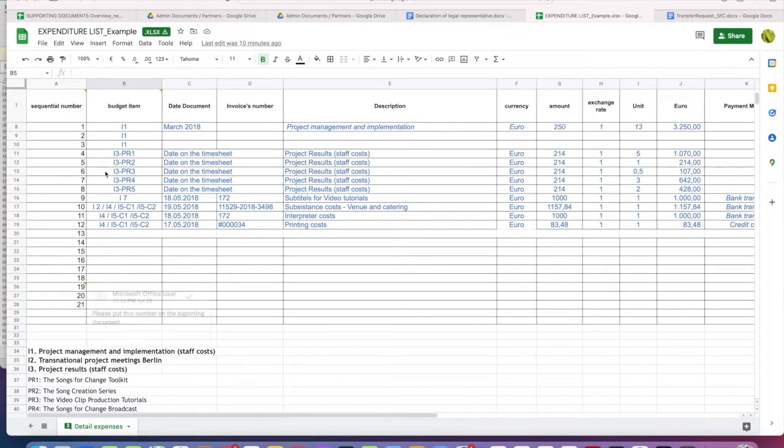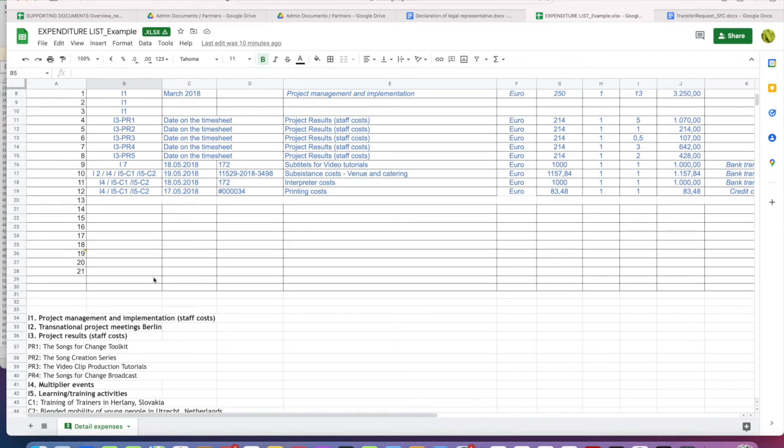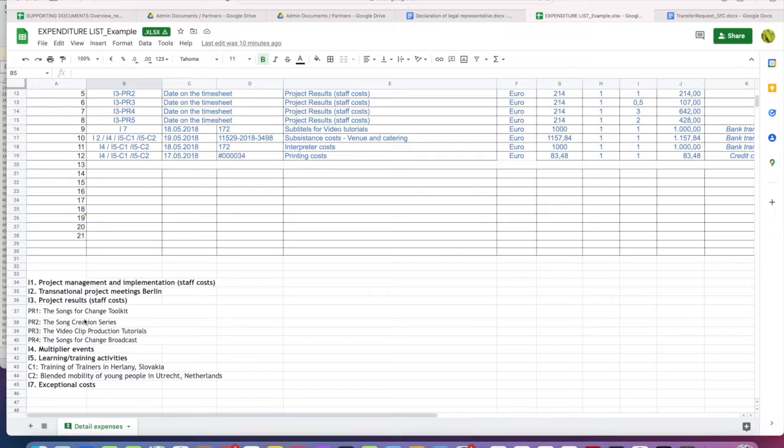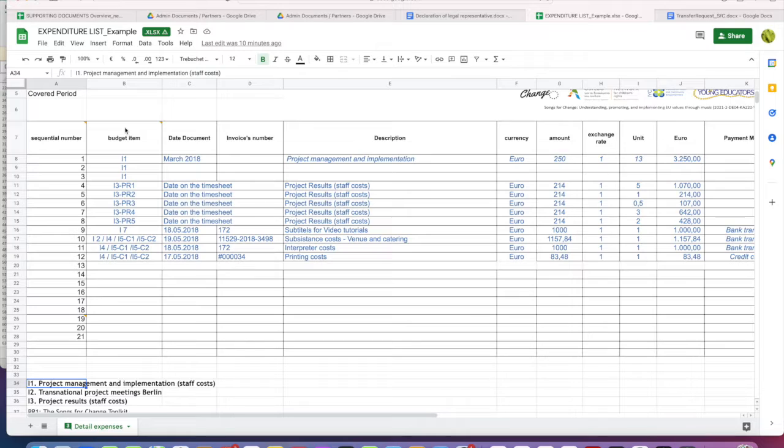What you do have is categories for the different expenditures, and the categories are the same that we use everywhere in the budget, in the admin guide, in this tutorial, etc. So you have these different categories: the project management, transnational project meetings, the project results, multiplier events, learning and teaching activities, and the exceptional costs. So you have these I1, I2, I3, etc., which need to be used in this budget item here as a code.